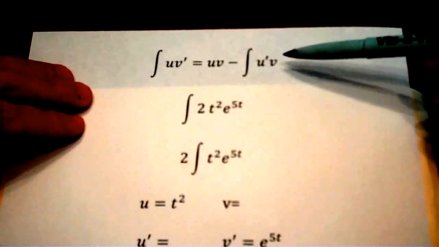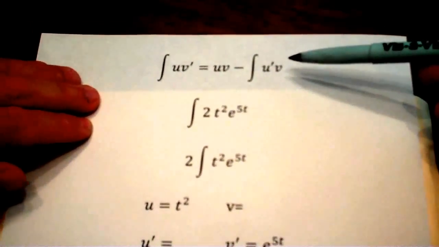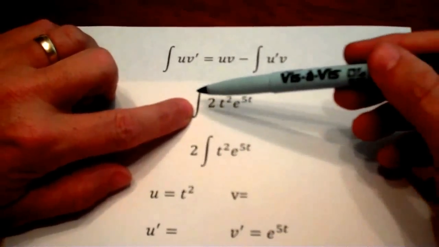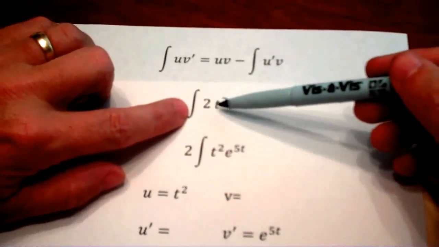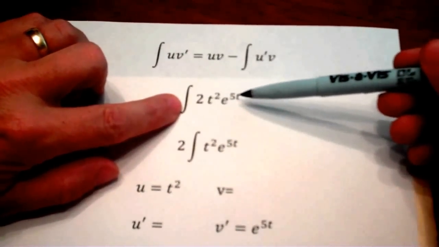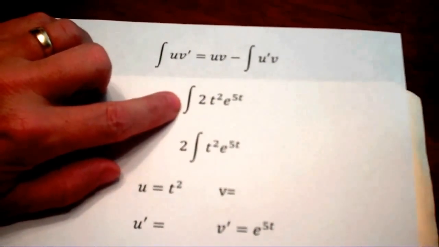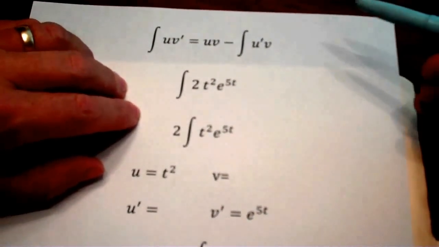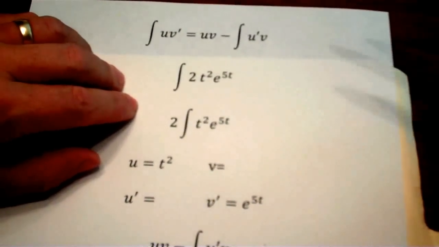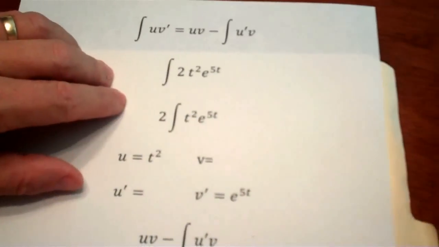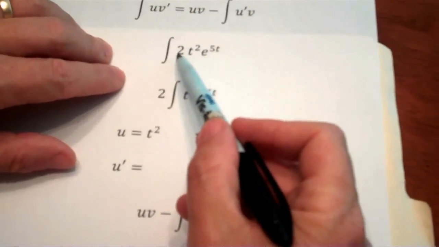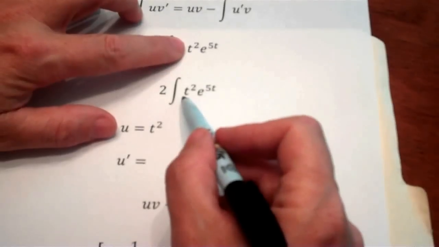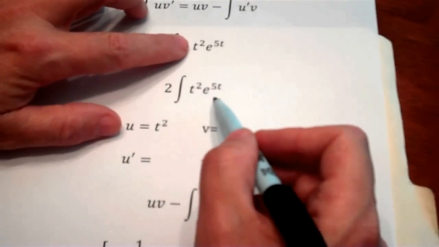Once again, I've copied the formula for the integration by parts here at the top of the paper. And let's take a look at the problem that I need to do here. I want to take the integral of 2t squared times e to the 5t. Now, this is by far the most complicated problem that we've done so far. We're going to have to take this pretty slowly, and I want you to pay attention and even rewind if necessary. The first thing that I want to do is take this 2 and just set it out in front. Set it aside, and just worry about integrating this t squared e to the 5t part.